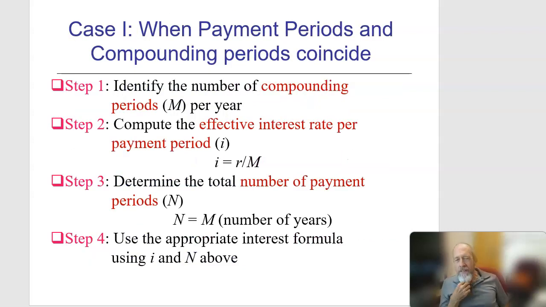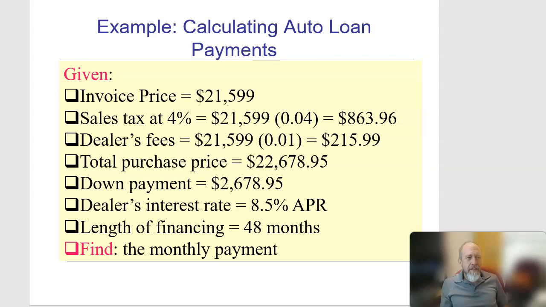Now, sometimes the payment periods and the compounding periods coincide. This actually makes it relatively simple. I'm going to give you a nice little example here. Calculating auto loan payments. A little bit more complex. You've got a few pieces of information here: a sales tax, dealer's fee, purchase price, down payment, a dealer's interest rate, and a length of financing. And what you want to do is calculate that monthly payment.